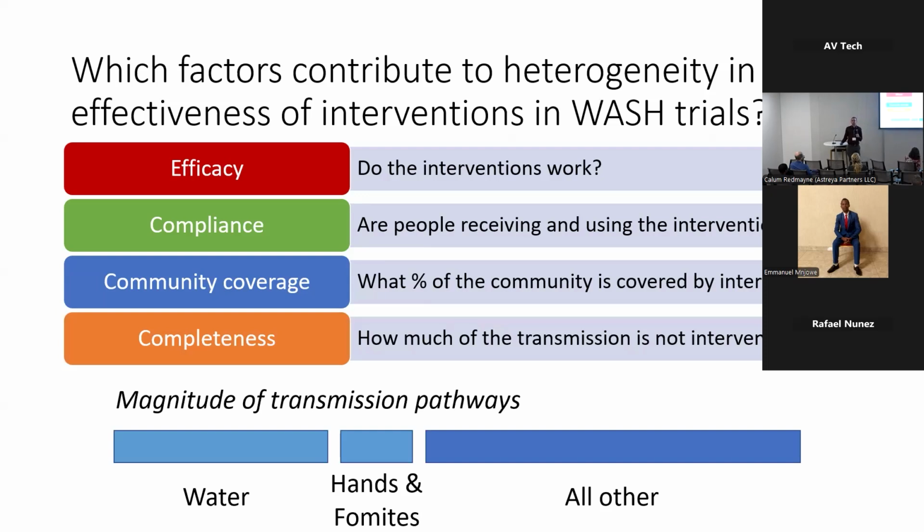So these are a diverse set of pathogens. They cover a diverse set of transmission pathways. Most of these water sanitation hygiene interventions are only focusing on things like water and maybe hands and fomites, but they're not focusing on animals necessarily or food.